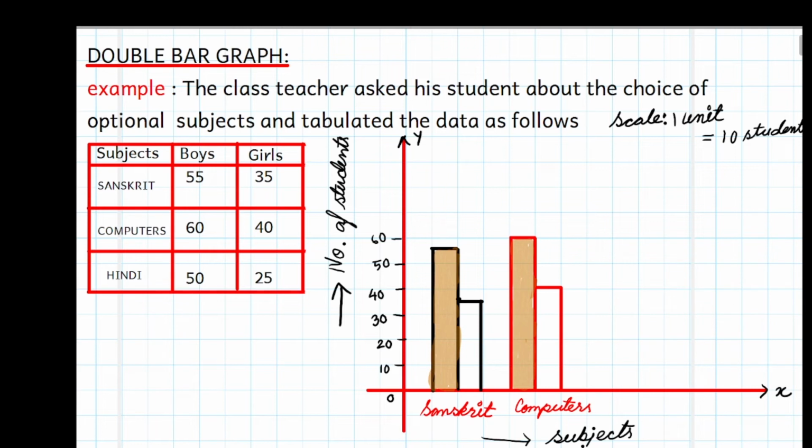Then for Hindi, it is 50 and 25. 50, and for girls it is 25. Again we have to give for girls white. Now you have to mention which color indicates what. That is very important. Now what to do? For Hindi, we have to write Hindi.